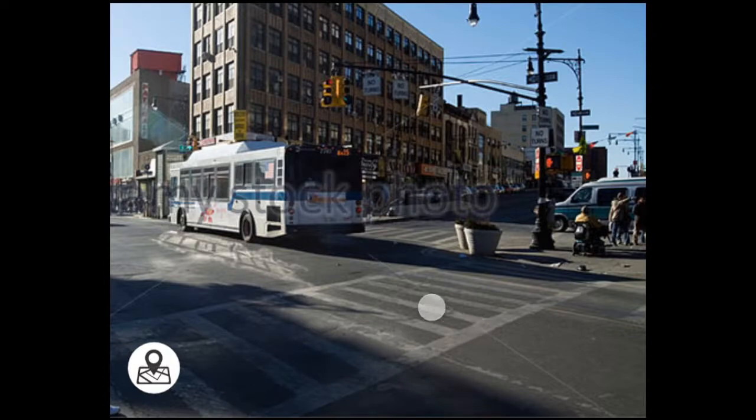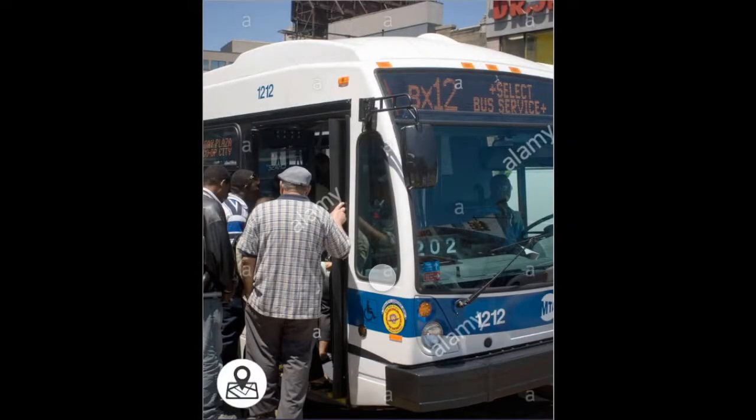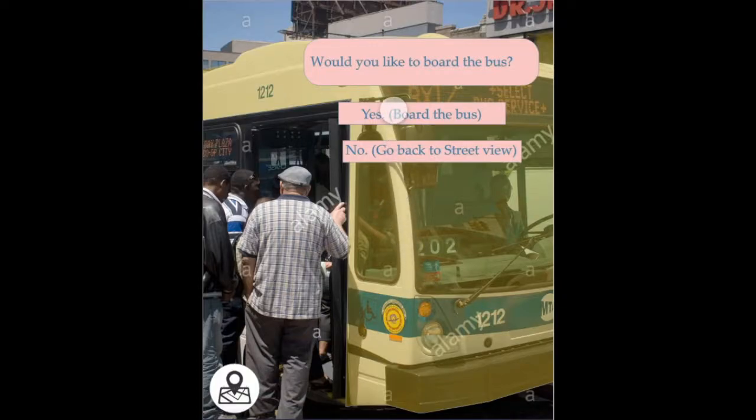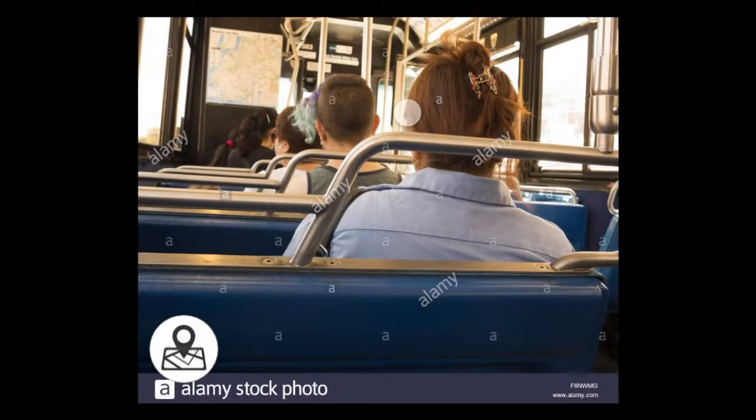Now let's look at the bus. If we wanted to get on the bus, we can walk towards the bus and hover over it, which will highlight it in yellow. If clicked, a question box will appear, popping up asking if we would like to board the bus. To enter the bus, we will hover over yes and then click. Then the user will enter the bus.